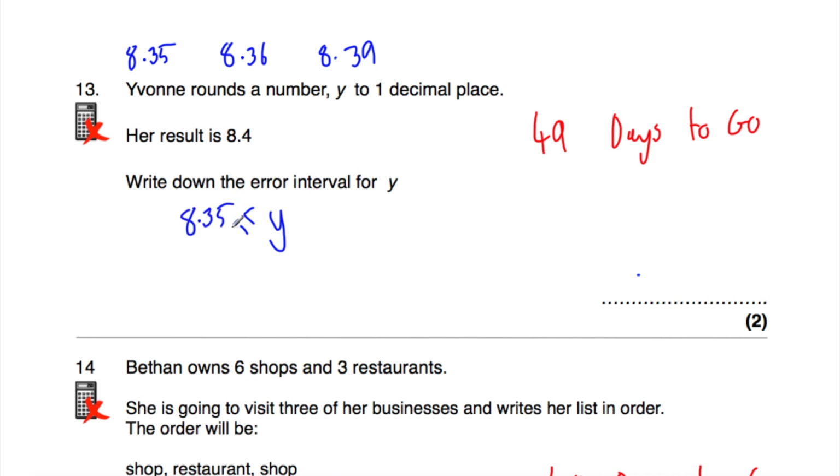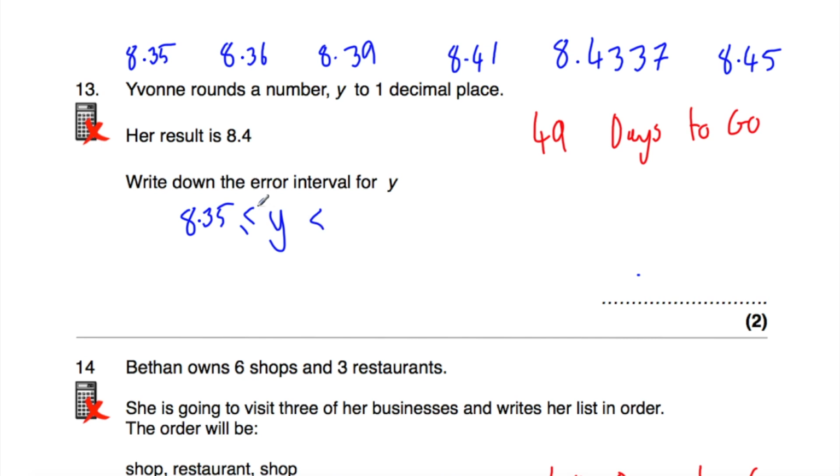That's the lower bound. Now in terms of the upper bound, it could be numbers above 8.4. It could have been 8.41. That would round to be 8.4 to 1 decimal place. It could be 8.4337. That would round to be 8.4 to 1 decimal place. It could be anything up to, but not including 8.45. Obviously 8.45 would round up to be 8.5, but anything just below that would round down to be 8.4. So that's the upper bound.